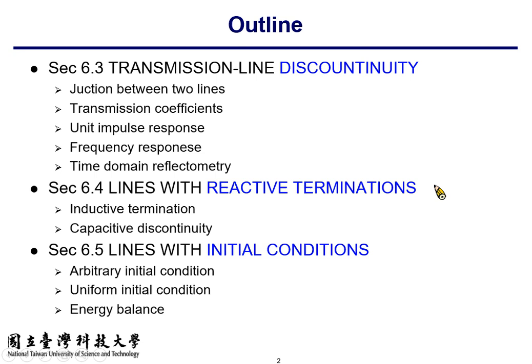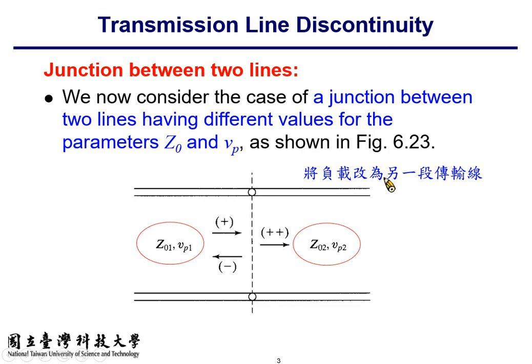And in 6.5, we will look into the problem of the so-called initial conditions, which means that you already have some current and charges distributed on the transmission line. Okay, so let's look into the problem of transmission line discontinuity.